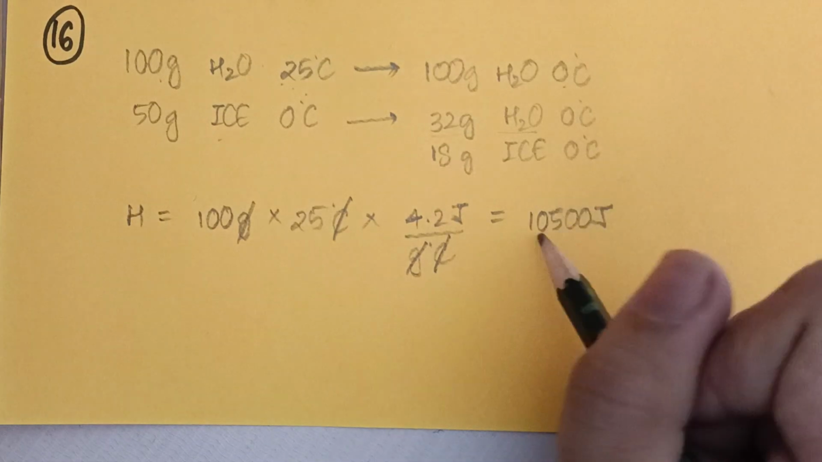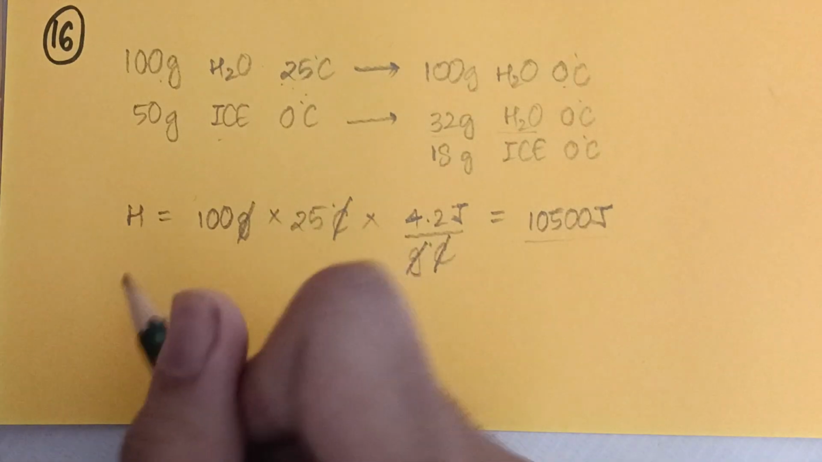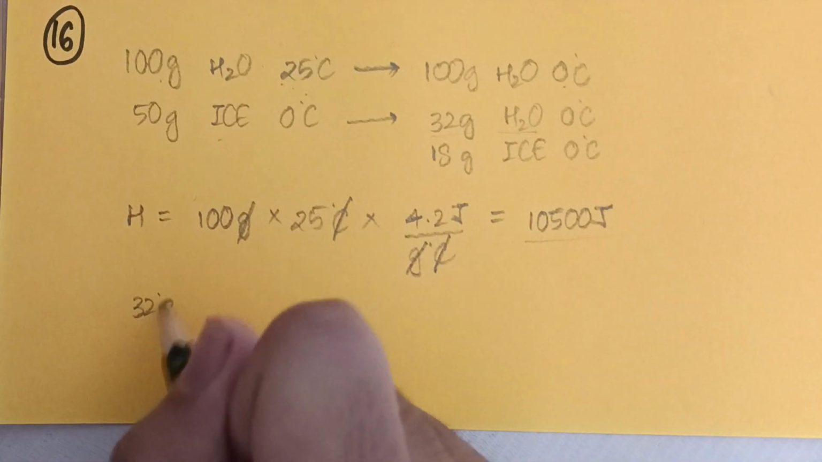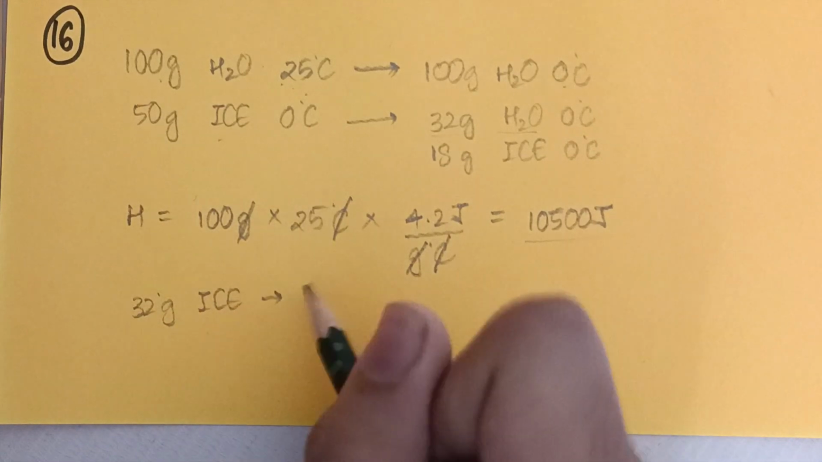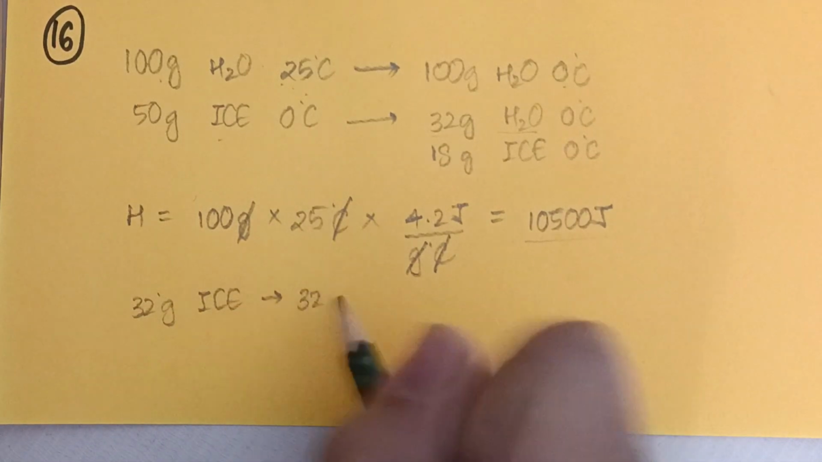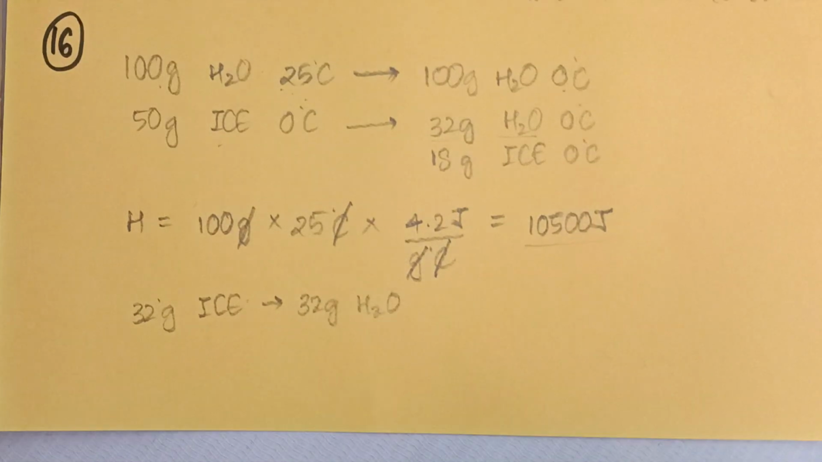So this is the amount of energy that ice gained. Now 32 grams of ice got converted from ice to 32 grams of H2O, both at 0 degrees Celsius. So this means that there was only a change in state. That means we are talking about the latent heat.